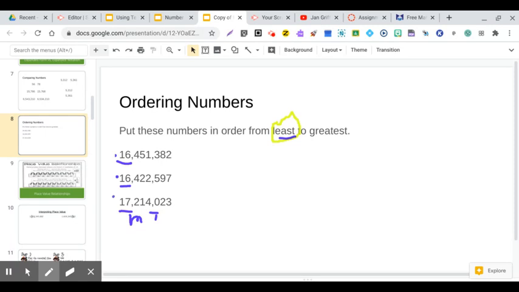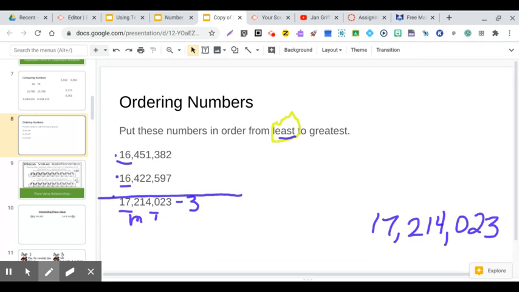Well, I have 2 16s. Now, I can't decide which one is the smallest yet, but can I say something about this 17 million number? You're right. We know that this is going to be the 3rd number. It's the biggest one we have. So I'm going to go over here to the side and I'm going to copy him down. He's my biggest number. I'm going to put him at the bottom of my page because I don't need to look at him anymore. I don't care about him. I've made my decision. I'm just going to draw a line. Don't even need to look at him.